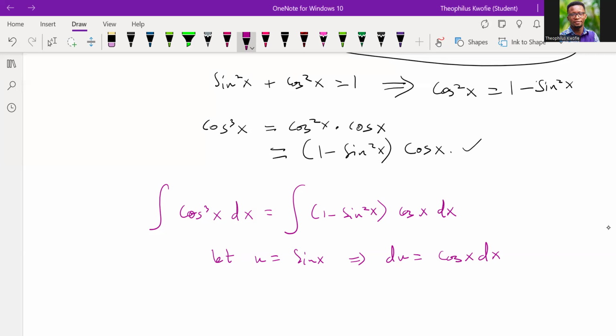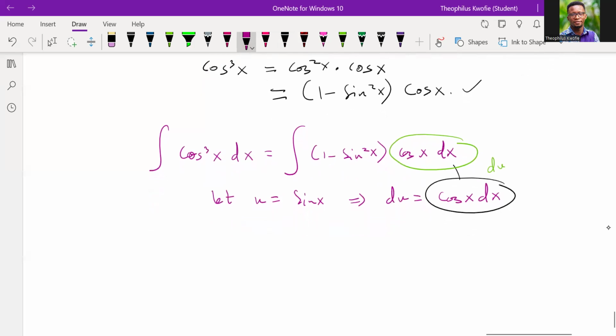Now you see that this expression that we just got here is just directly what is here, right? So in place of that, we can just deal with it as our du. So now we can have the integral to be the integral of 1 minus u squared, where cosine x dx is now our du. Does that make sense? This now becomes easy, right?